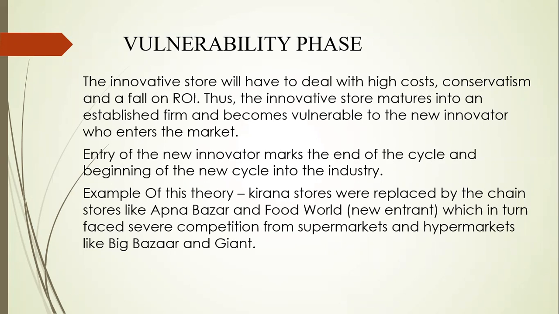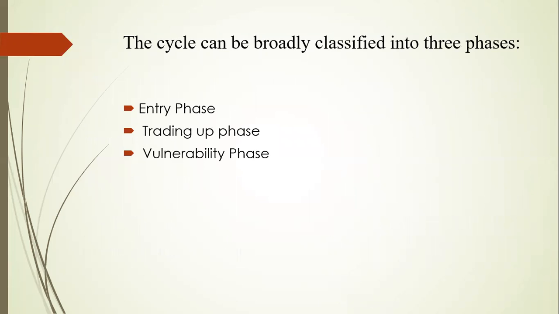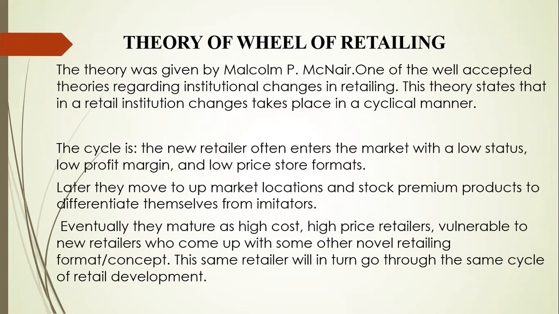So the innovative store matures into an established firm and becomes vulnerable to a new innovator who enters the market. So the entry of a new innovator marks the end of the cycle and the beginning of a new cycle into the industry for the new innovator. If you look at the example, Kirana stores were replaced by chain stores like Apna Bazaar. We have seen this process, and Food World, that is a new entrant, in turn faced severe competition from supermarkets and even hypermarkets like Big Bazaar and Giant. Okay, so these are the three phases which cover the theory of wheel of retailing.